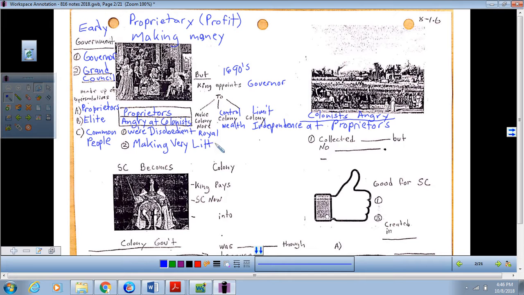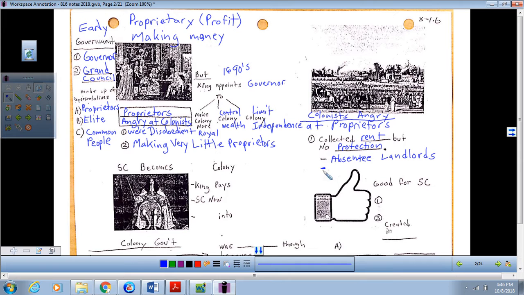Now, the colonists were mad at the proprietors mainly because they felt the proprietors were absentee landlords, and that the proprietors and the proprietary government collected rent but offered no protection. So the colonists pretty much had to fend for themselves.